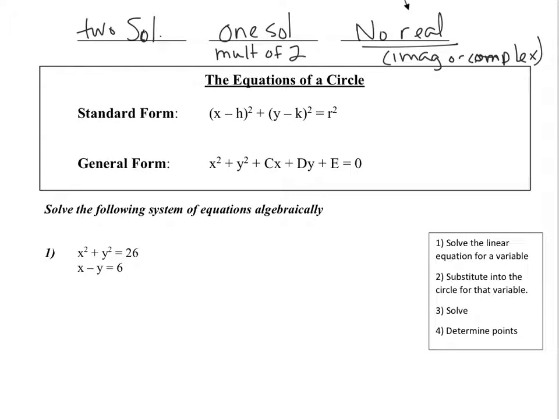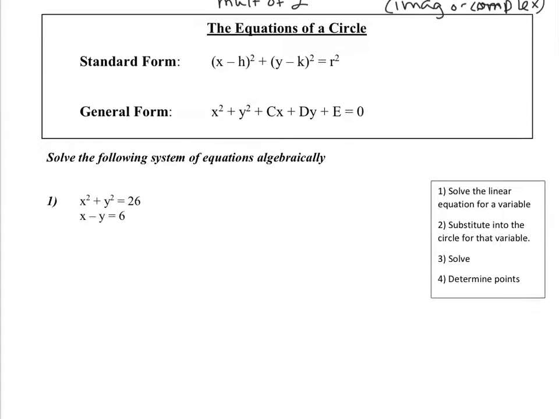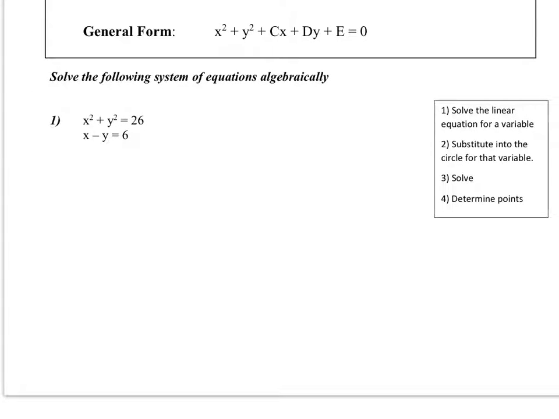So remember our standard form of a circle and our general form. You're going to see them in these two ways. But the basic idea, and the steps are right there: solve the linear equation for a variable, so either x or y, whatever is easier. Substitute it back in. Notice we're using substitution almost constantly. Solve and get your points, so you're going to have to plug it back in.